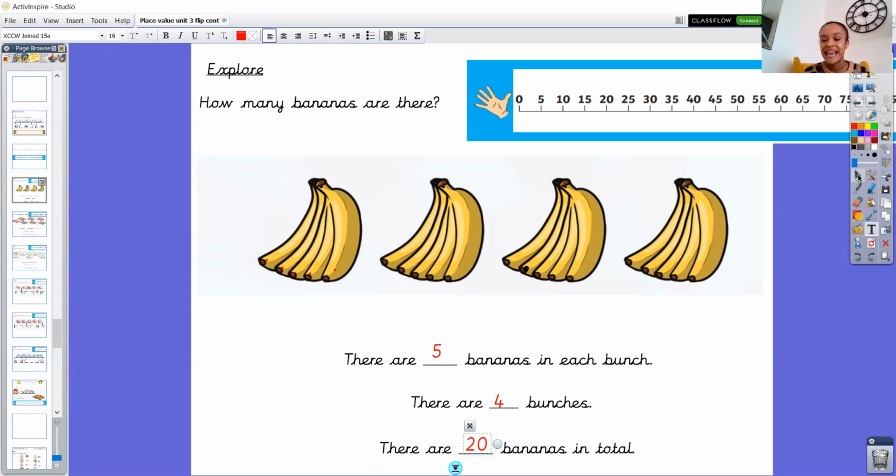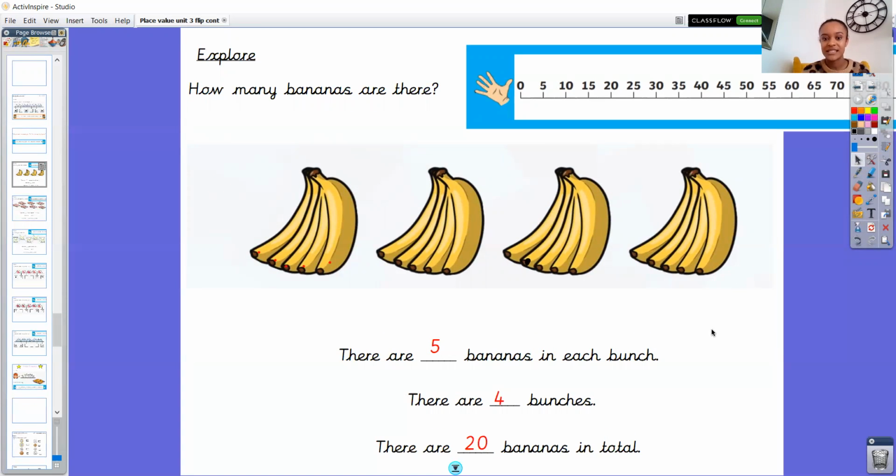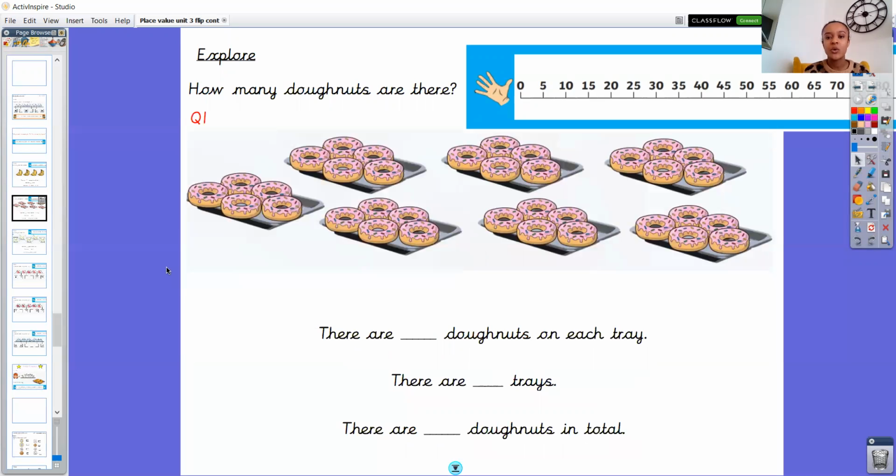So do you think we can say these stem sentences together? Let me read them all, and then it's your turn after, okay? There are 5 bananas in each bunch. There are 4 bunches. There are 20 bananas in total, okay? Now your turn with me, ready? There are 5 bananas in each bunch. There are 4 bunches. There are 20 bananas in total. Superstars, well done.